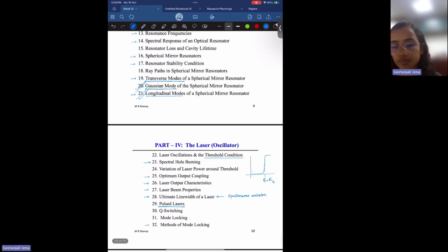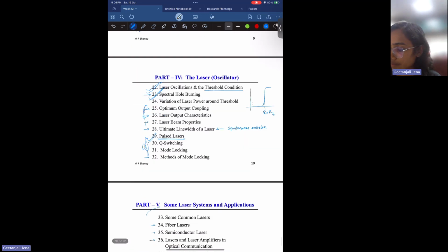And in the fourth part, we have seen the laser oscillation and the threshold condition, and spectral hole burning, and variation of laser power around the threshold, optimum output coupling, what are the laser output characteristics, and what are the laser beam characteristics, and what is the ultimate line width of the laser. And we have also discussed pulse laser and how we can achieve a pulse laser by using mode locking and Q switching. So these are different methods of getting a pulse laser.